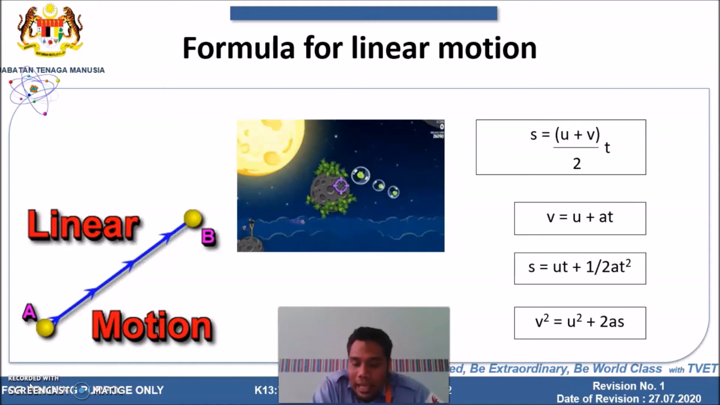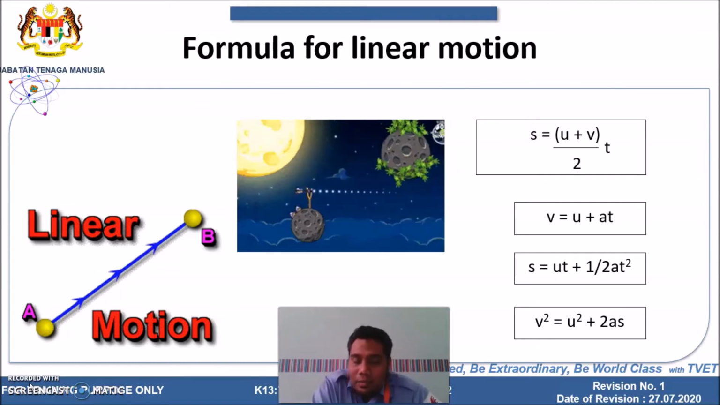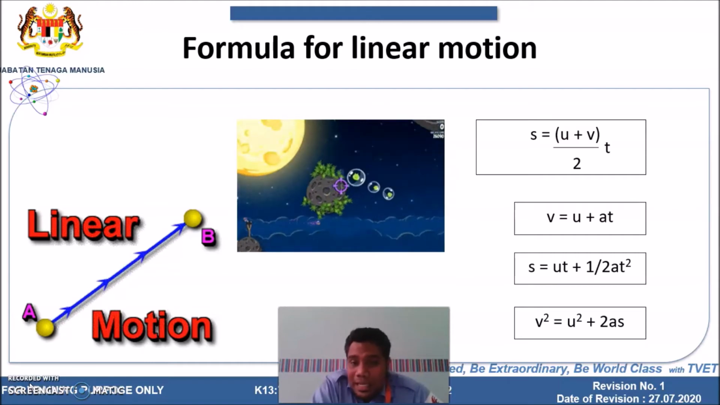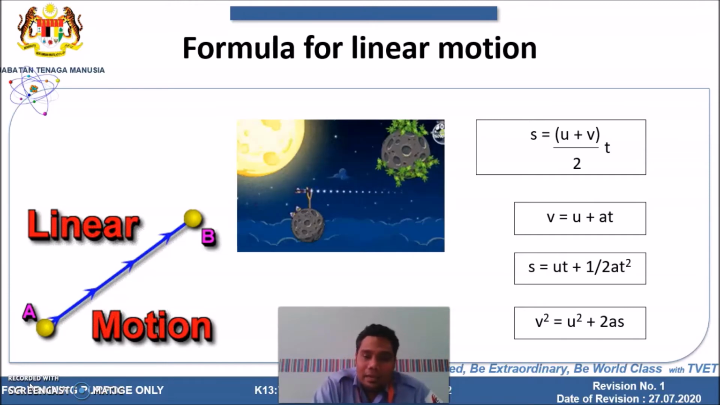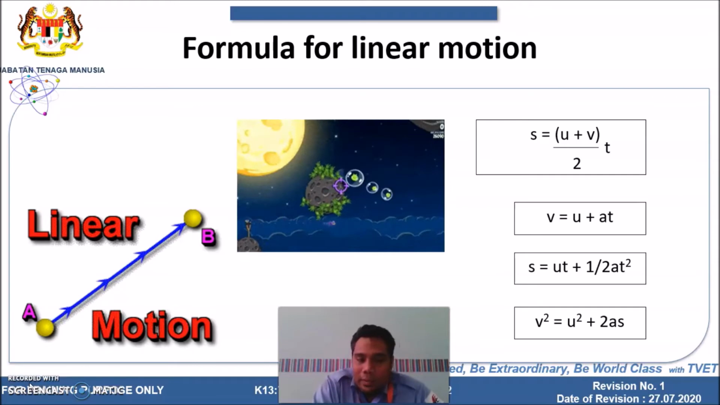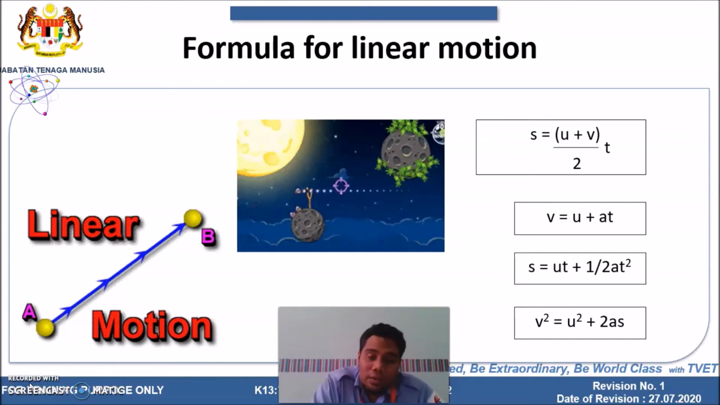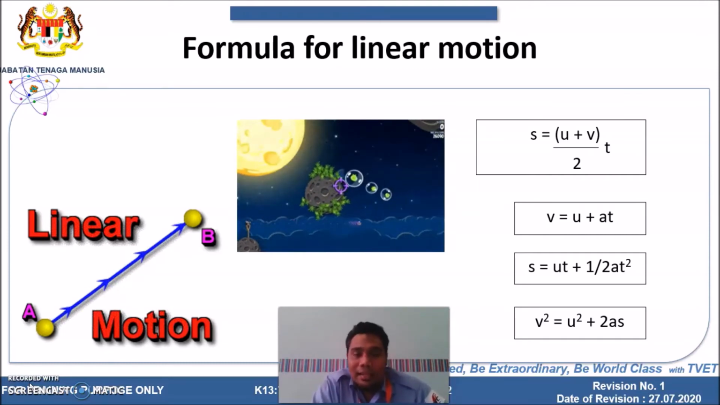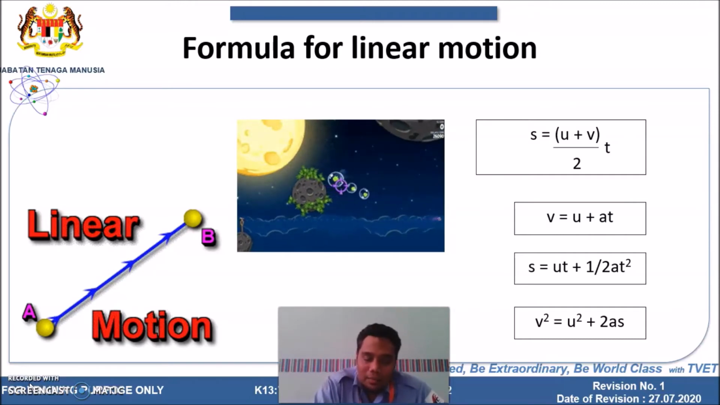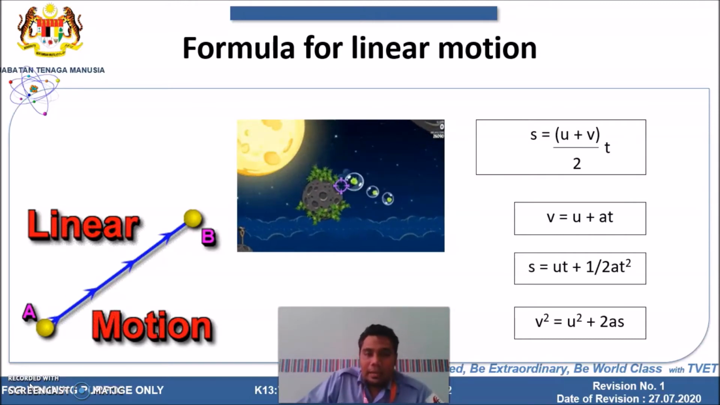Note that S, in the traditional notation for distance, here is about displacement. A is acceleration, T is time, U is initial velocity, V is final velocity. So these are the equations for motion along a straight line. Kita tahu kinematics, we don't study the cause of motion. Kita study tentang motion of an object in a straight line.